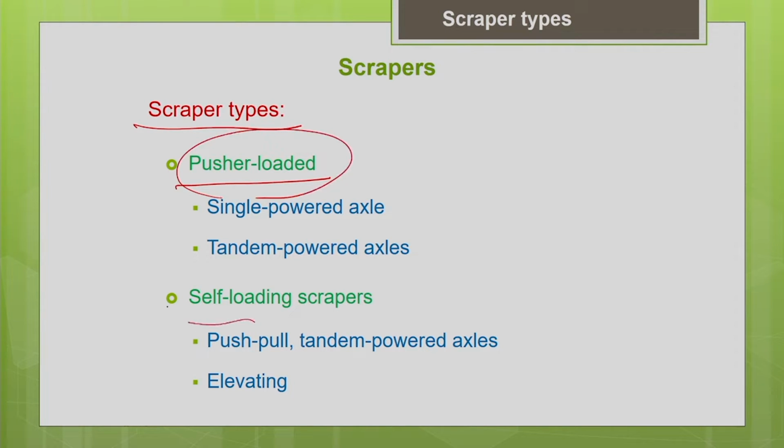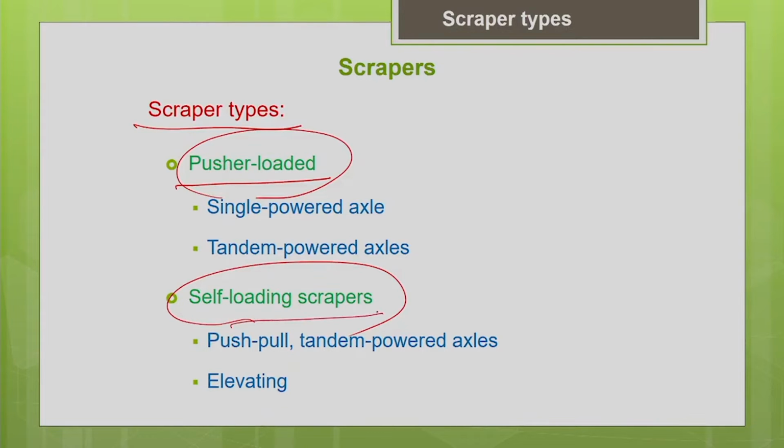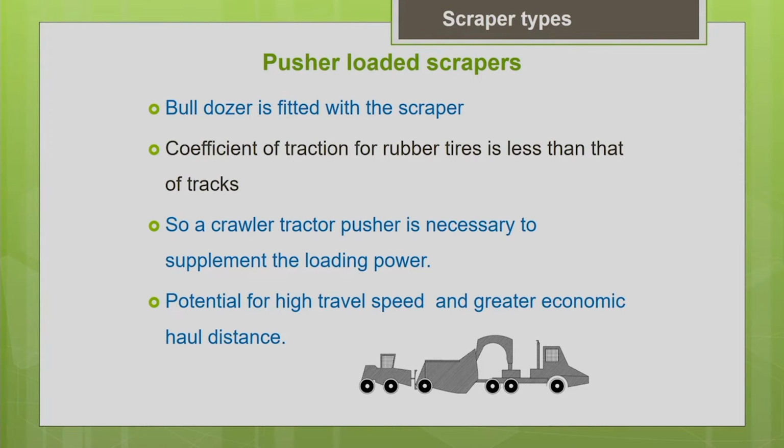There are certain scrapers which are self loading in nature. That means they do not need the assistance of other machines during their loading operation. That is why they are called self-loading. We can classify the pusher loaded into single powered axle and tandem powered axle. We are going to discuss that in the upcoming slides. Similarly, self-loading also has different types: push-pull and elevating. We are going to discuss all these types of scrapers in detail in the upcoming slides. So now, first let us see what pusher loaded scrapers are.